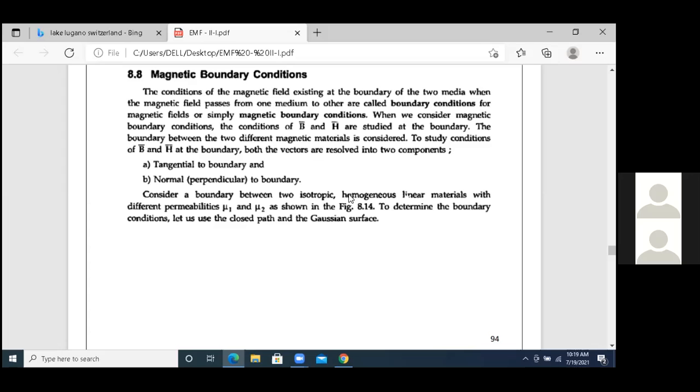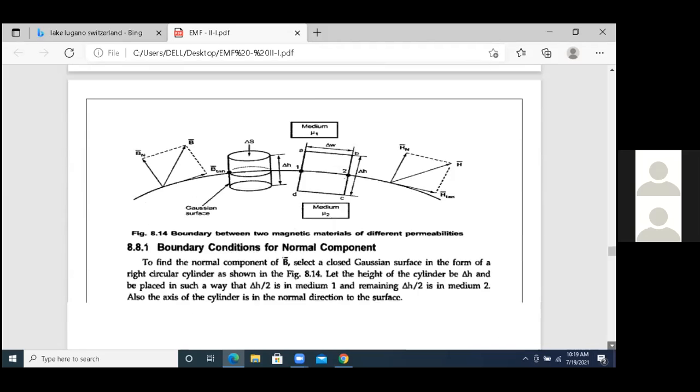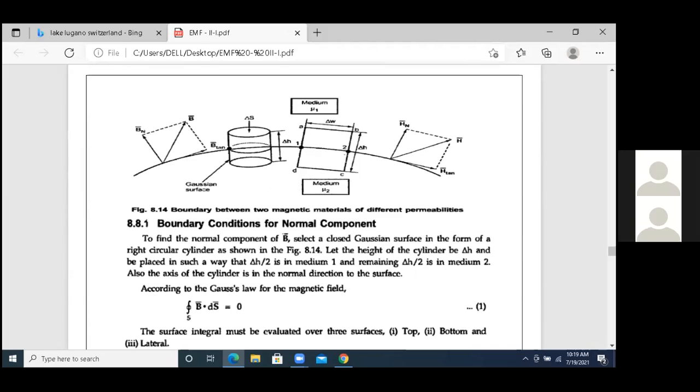So consider a boundary between two isotropic, homogeneous, linear materials with different permeabilities, mu1 and mu2, as shown in figure 8.1.4. So, this is your medium 1, this is your medium 2. This is your boundary.